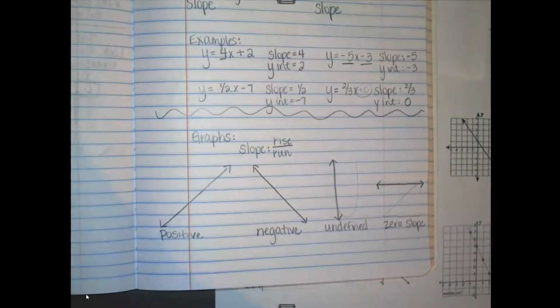So slope is how steep a line is. It's actually a number that we calculate that tells us how steep that line's going to be. The bigger that number is, the steeper it's going to be.